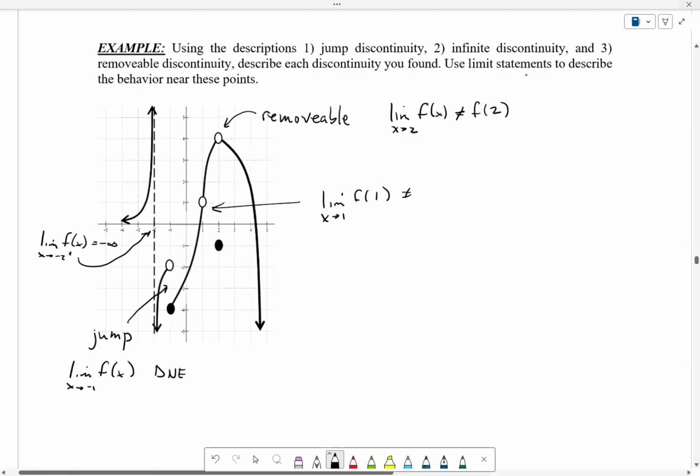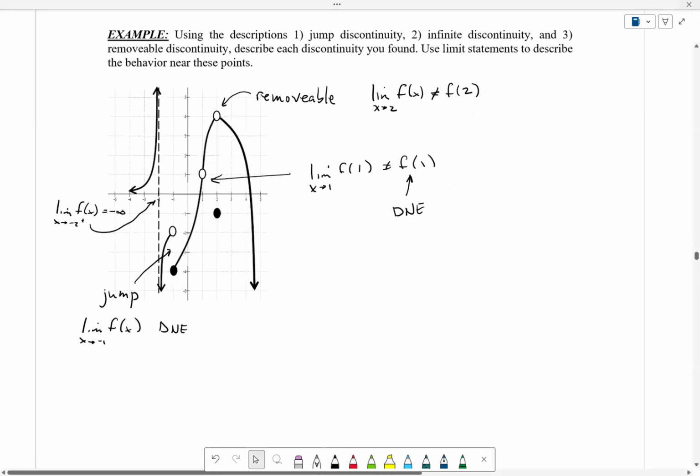But this does not equal f of 1. And really what's going on here is this does not exist, or 1 is out of the domain. But there's a problem with that equal statement. It just can't be equal because there's nothing there. So discontinuous there. But how about here at x equals 3?